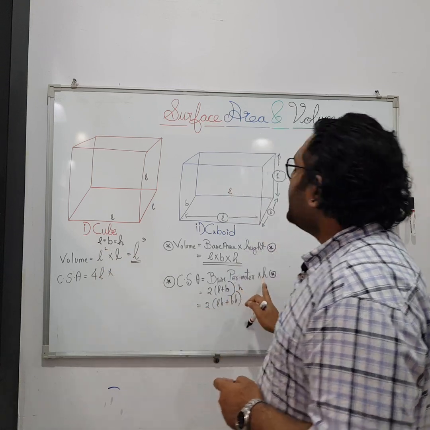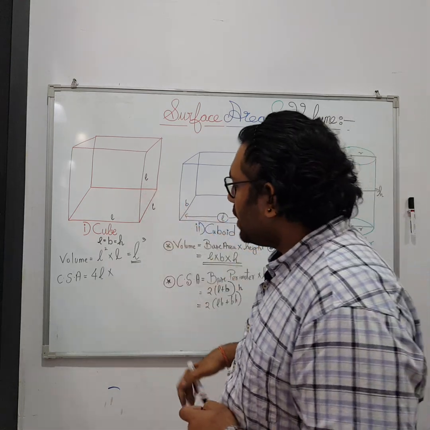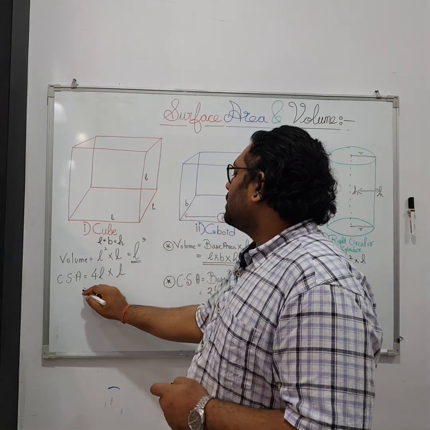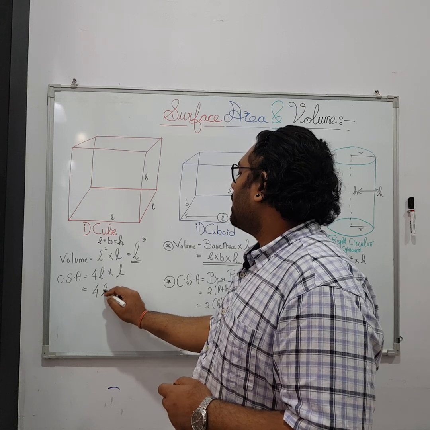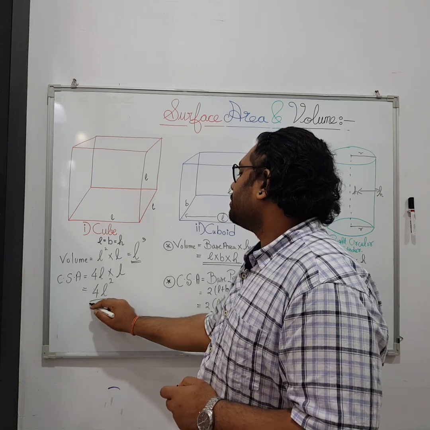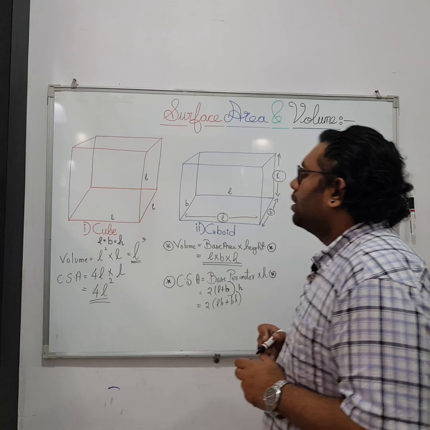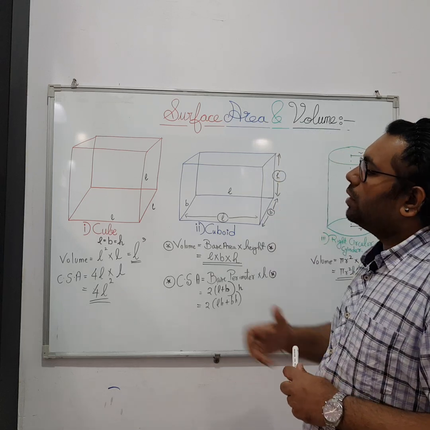Into, what is the height over here? The height over here is also L. So if you multiply this, you will get 4L square. This is your curved surface area of a cube.